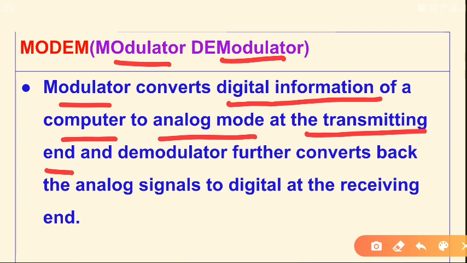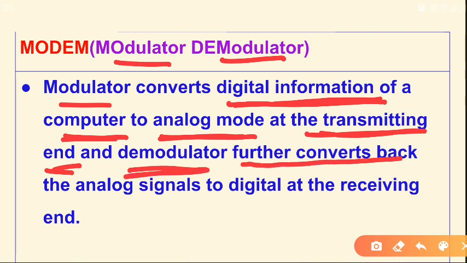For example, when you send a message to your friend, you are at the transmitting end, and your friend who is going to receive the message is at the receiving end. So what does the modulator do? It converts the digital information of the computer to analog mode. I will explain what is digital and analog. At the transmitting end, or the end where the data is being sent. And what does the demodulator do? The demodulator further converts back the analog signals that were sent from here to digital at the receiving end.